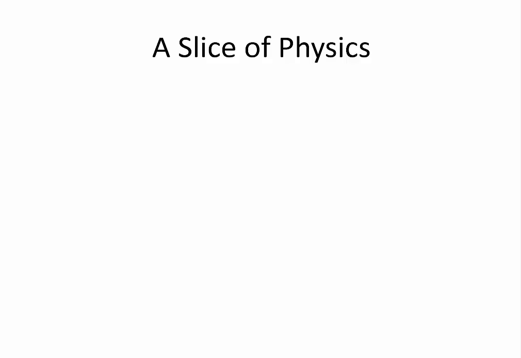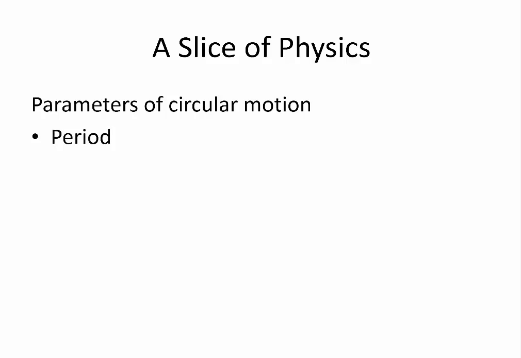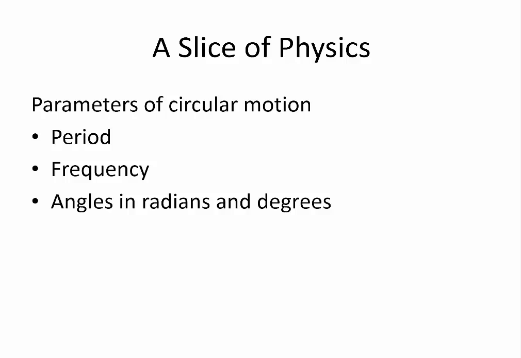We're now going to get into circular motion, and we're going to look at the parameters of circular motion, like period or time period and frequency. We'll also work with angles in radians and in degrees and discuss arc length. Let's discuss these concepts with the help of a couple of examples.